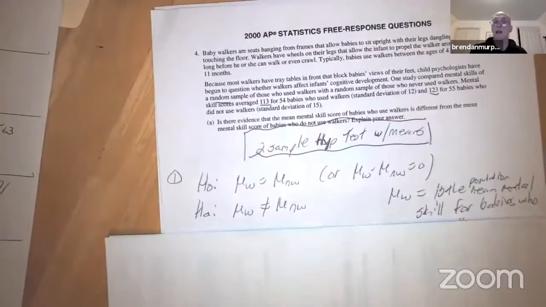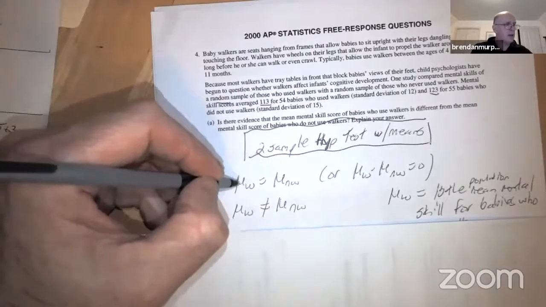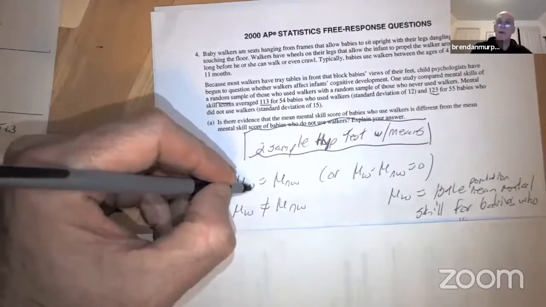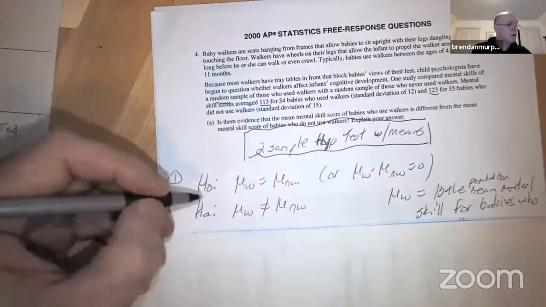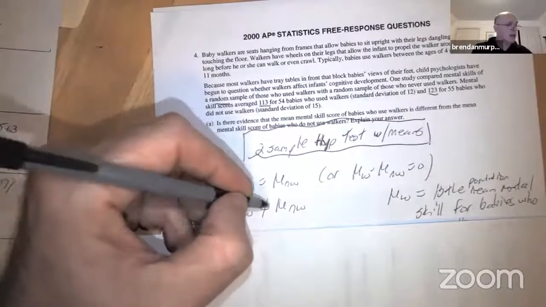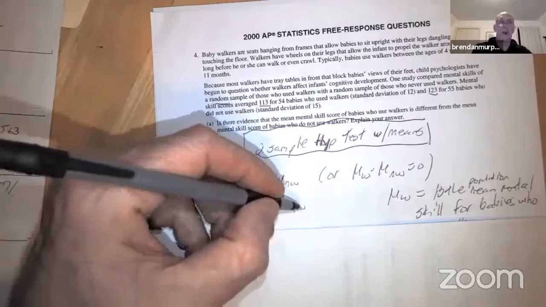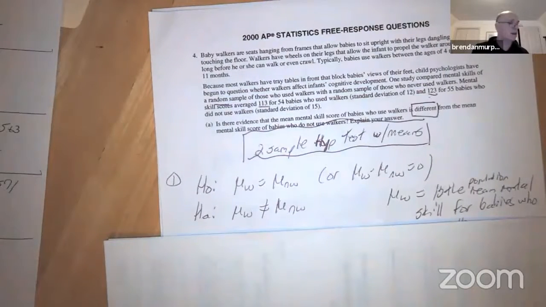So of course, first thing I want to do is my null and alternative, right? I said my null hypothesis, mu of W, the population mean of those with walkers, is equal to mu of NW, non-walkers. And my alternative was mu of W, walkers, was not equal to mu of NW, non-walkers. And I got that right up here, is different. So there was no direction there. So it's a 2-tailed test or 2-sided test.